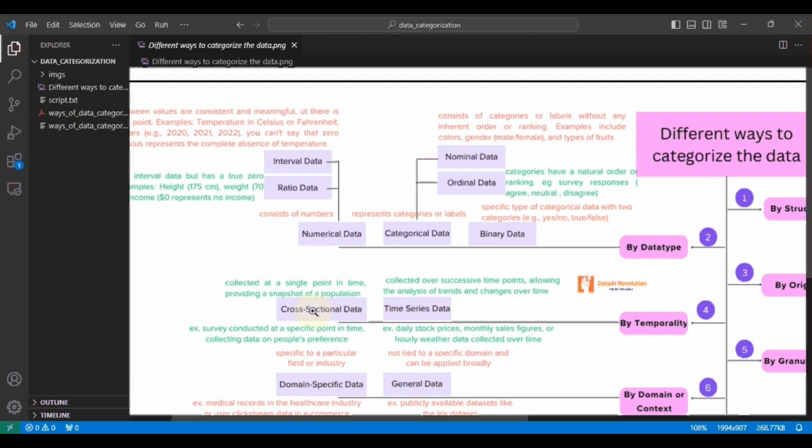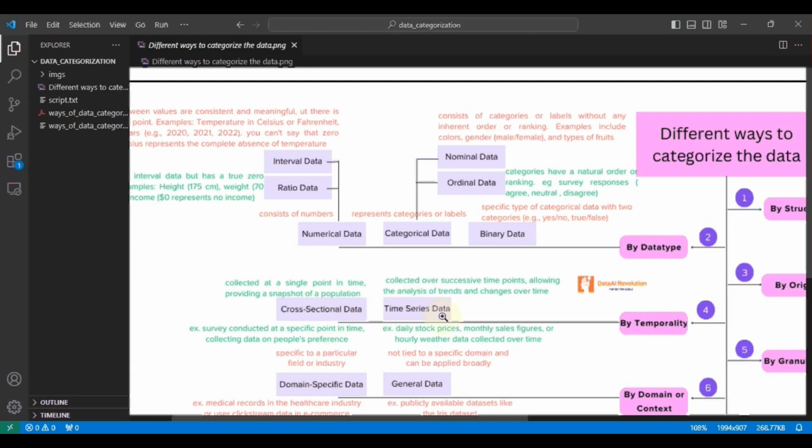So it's like a snapshot of a population. So we are not collecting data with respect to time. Today also some data collected, tomorrow also some data collected, day after tomorrow also some data collected, yesterday also some data collected. So that is basically time series data. So the difference between cross-sectional data and time series data is this only.